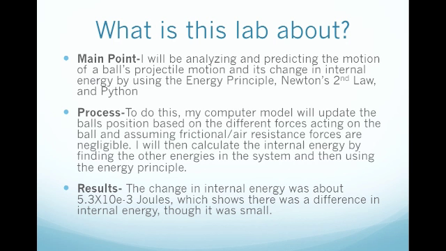To do this, my computer model will update the ball's position based on different forces acting on the ball, assuming frictional/air resistance forces are negligible. I will then calculate the internal energy by finding the other energies in the system and then using the energy principle. For my results, I got that the change in internal energy was about 5.3 times 10 to the negative 3 joules, which shows there was a difference in internal energy, though it was small.